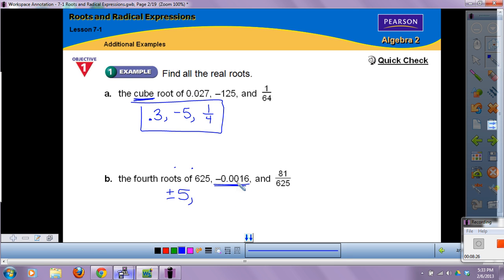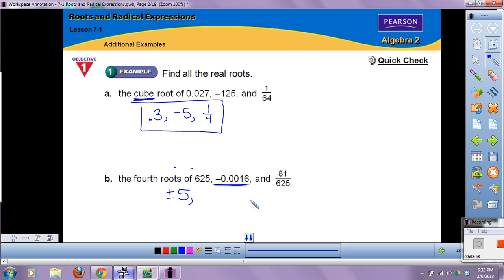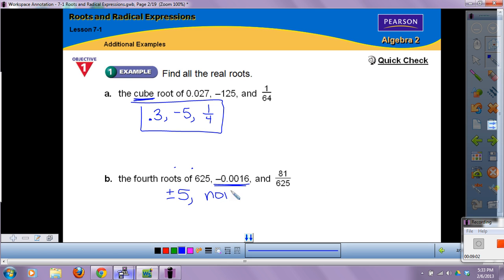This negative 16/10,000, like we were saying just a minute ago, if you're trying to take an even root, if your n is even, you can't take an even nth root of a negative number, because there is no number times itself times itself times itself that'll get you a negative number, so that's just none.